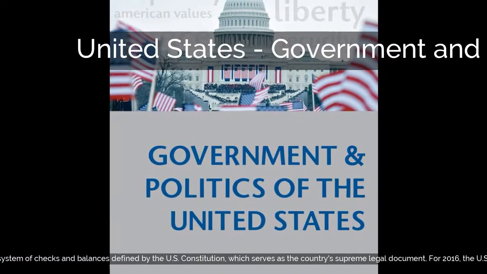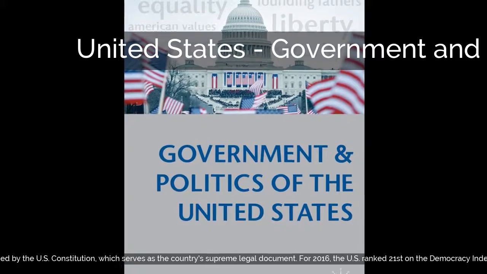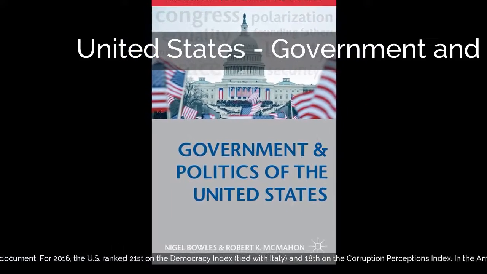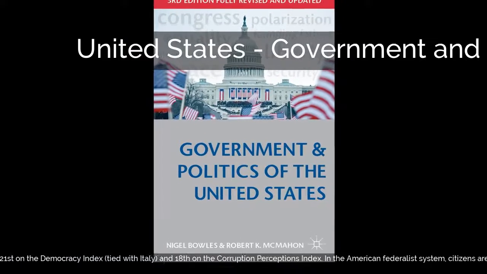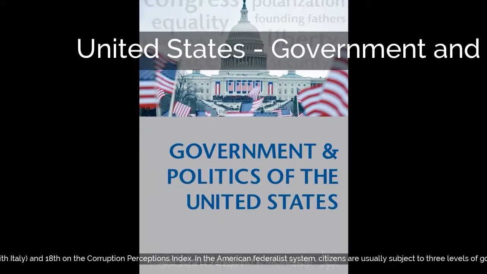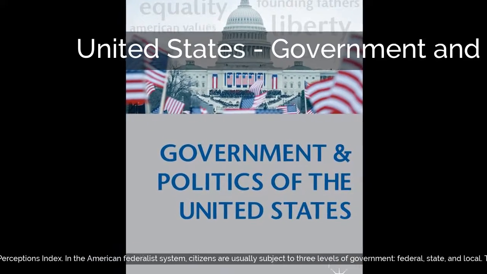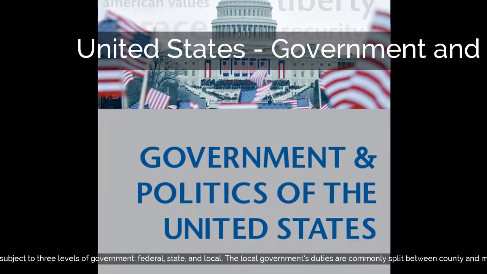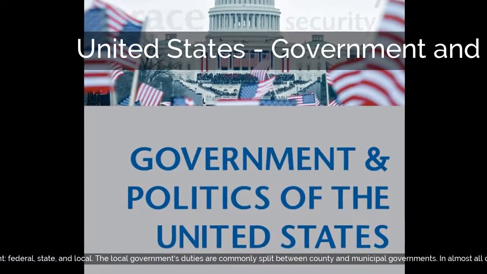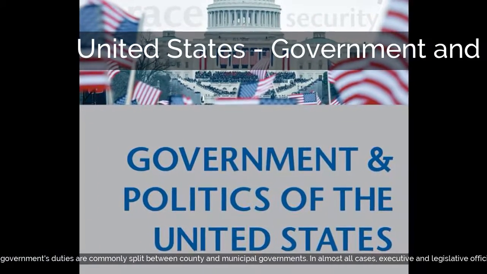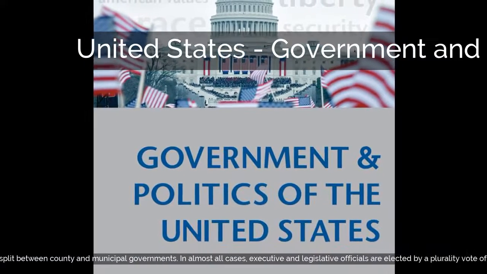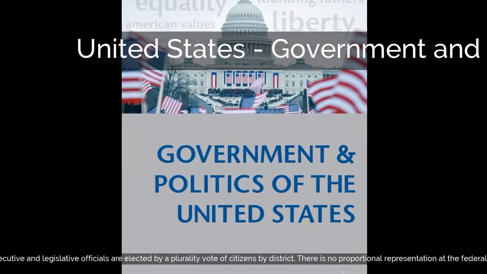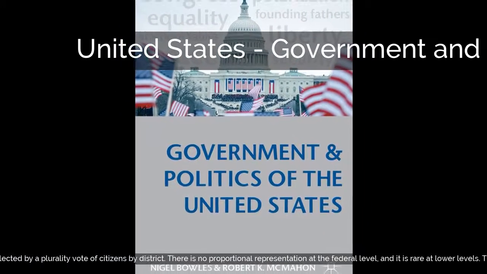For 2016, the U.S. ranked 21st on the Democracy Index, tied with Italy, and 18th on the Corruption Perceptions Index. In the American federalist system, citizens are usually subject to three levels of government: federal, state, and local. The local government's duties are commonly split between county and municipal governments. In almost all cases, executive and legislative officials are elected by a plurality vote of citizens by district. There is no proportional representation at the federal level, and it is rare at lower levels.